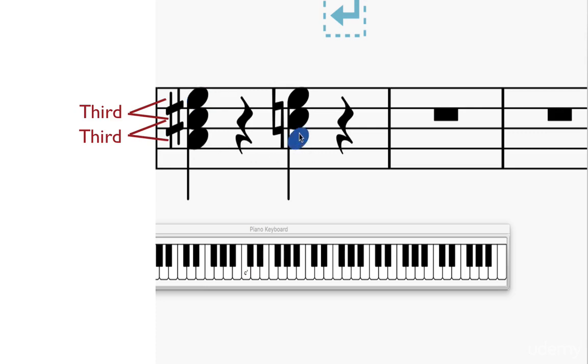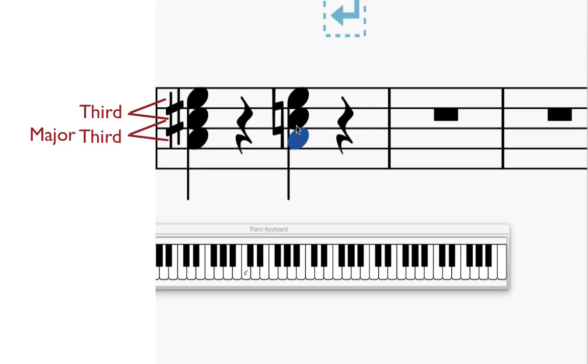Same deal in a minor triad, right? There's a third between these two notes and there's a third between these two notes. Here's the mirror image part. This is a major triad, so the relationship between the root and the third is a major third, right? Because it's a major triad. In a minor triad, the relationship of the third here is a minor third because it's a minor triad, right?